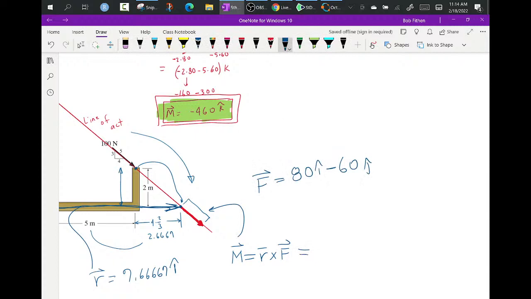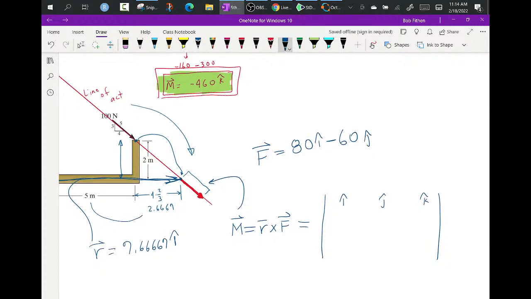So now we got, hang on. We got the I, the J, the K. Now I got 7.6667, and I don't know. And now my F is going to be 80. Okay. And then the minus 60. And then the nothing. Now, generalization.